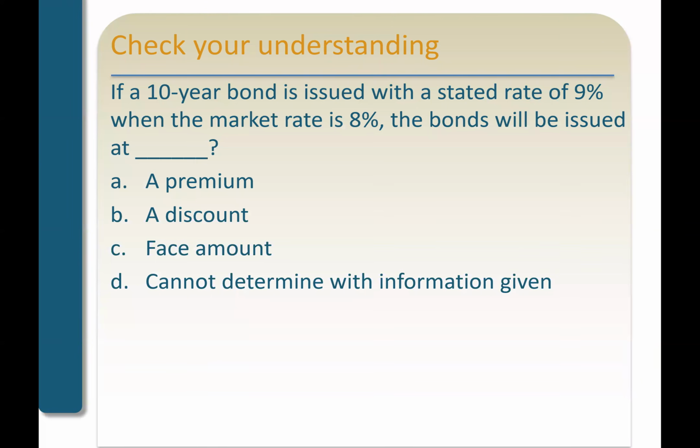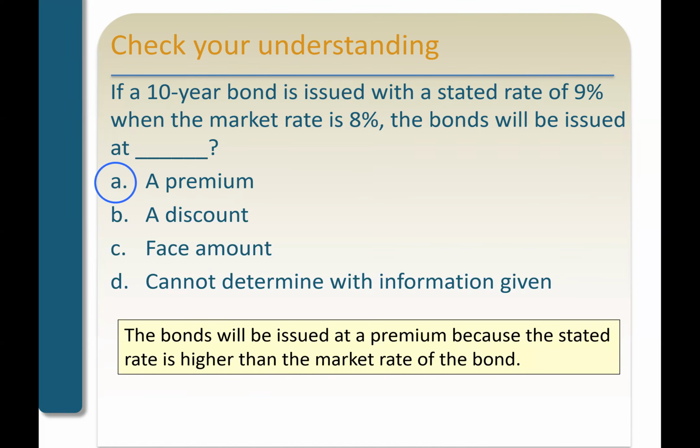Let's try this one, guys. We did this last week, but let's try it again. Who can remember this? If a 10-year bond is issued with a stated rate of 9% when the market rate is 8%, are the bonds going to be issued at a discount or a premium? Is it a premium? Correct. It is a premium. You're exactly right. Okay.